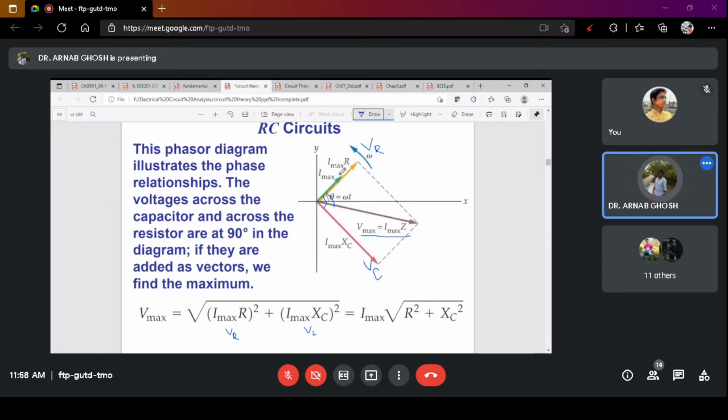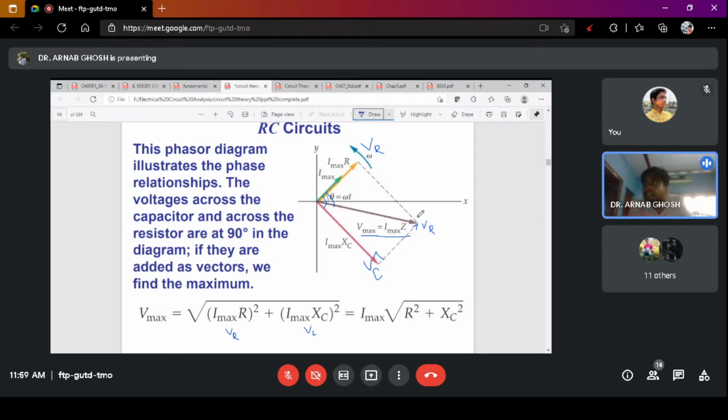Now you are having this VR vector and VC vector. Let us say we are adding this by the rule of vector addition. So you can shift this vector to here. This vector here is just in parallel with this vector, and this is also equal to VR. This is vector addition. This is a rectangle. So this is your VR, this is your VC, this is 90 degree. So this is the resultant Vmax.